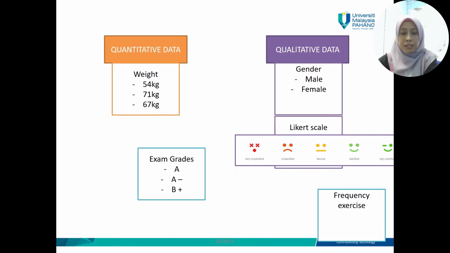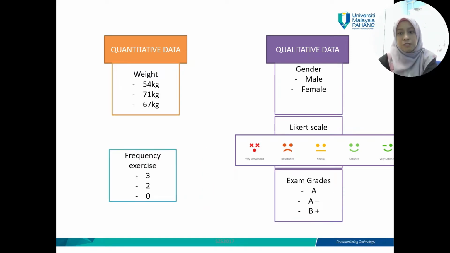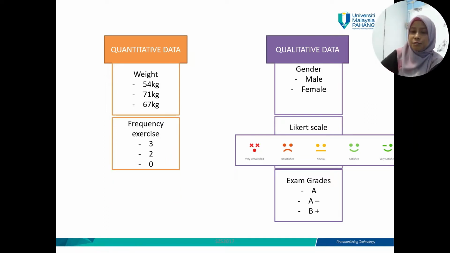Moving on, let's look at the exam grades. So we have A minus, B plus, B and so on. So yes, this is non-numerical, it's qualitative data. And finally, another example is frequency of exercise. How many times you exercise in a week or in a day? The possible values will be numerical. So this is your quantitative data. So that is how you classify quantitative and qualitative data.